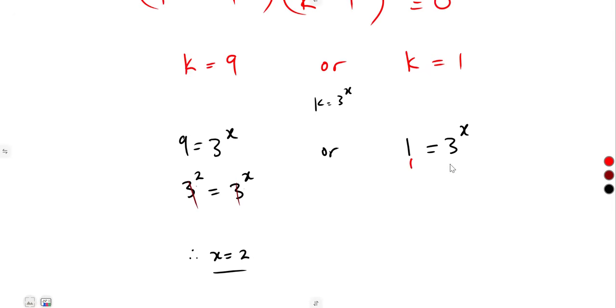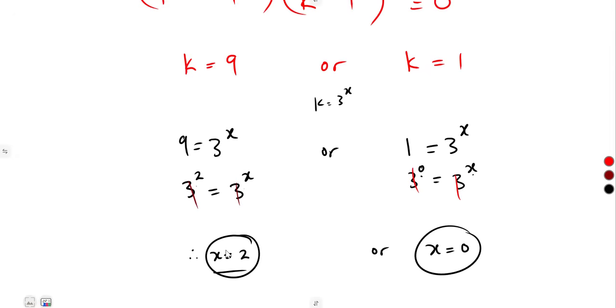Here, 1 in the base of 3 is going to be 3 to the exponent of 0. Remember, any number to the exponent of 0 is what? 1. So as the bases are the same, it means the exponents are also the same. So x is going to be equal to what? X is going to be equal to 0. So these are the two solutions that you're going to have for x. X is equal to 2, or our x is equal to 0.